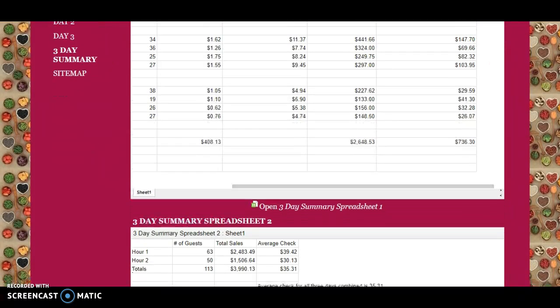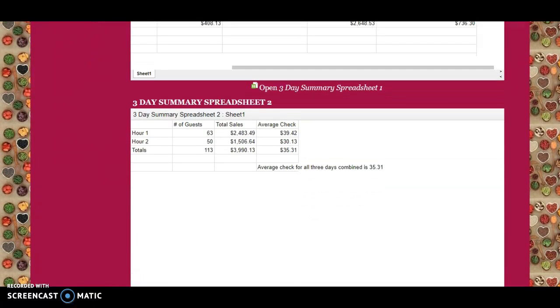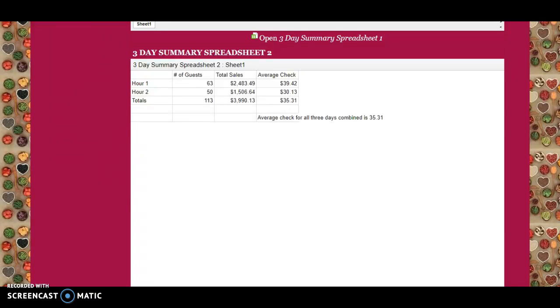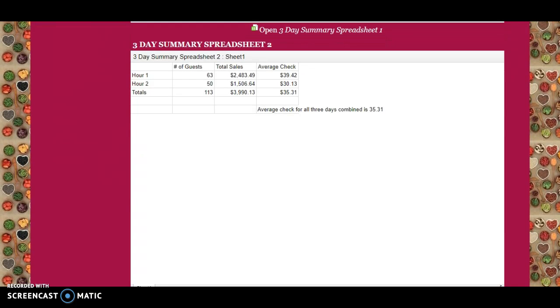So I'm going to show you all 3 of the spreadsheets that I have here, plus all 3 of the charts that I made. The second spreadsheet is the 3-day summary spreadsheet 2, and this shows you the number of guests, the total sales, and the average check. The number of guests for hour 1 was 63, hour 2 was 50, so a total of 113 guests on the 3-day summary. Total sales for hour 1 was over $2,000, hour 2 was over $1,000, and the total sales for both hours was just under $4,000.